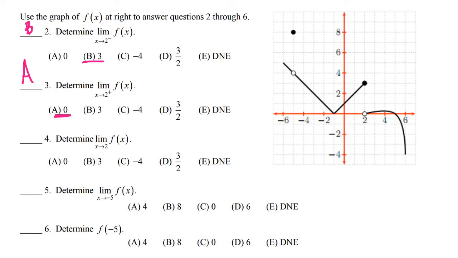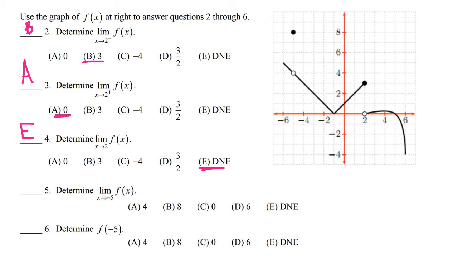Now, number 4, there's no direction. So here you have to find the limit from the left and from the right, and they have to be heading toward a common y value. And notice from our answers from 2 and 3, they're not, so here my answer should be E.